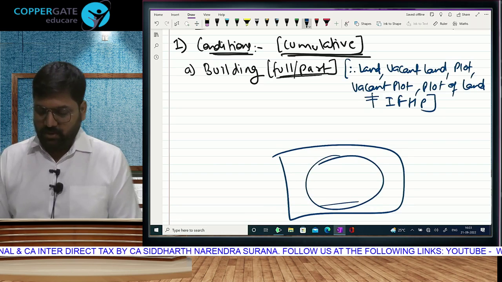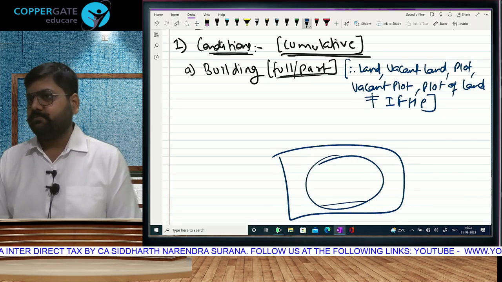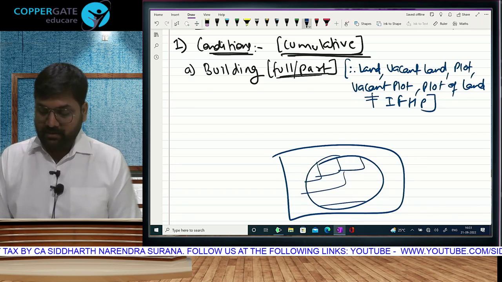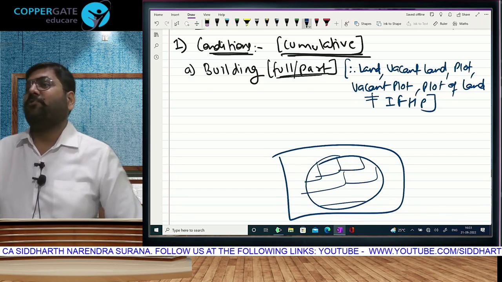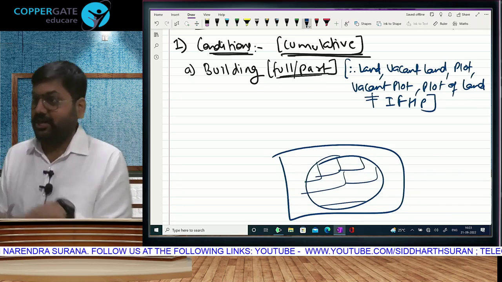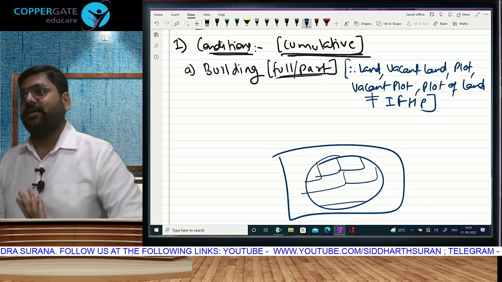Now you can be the owner of the entire building, or you can be the owner of any one unit in the building. You can earn rent from full building or part of building. But as long as there is a building, there is construction, there is a superstructure, the condition is satisfied.